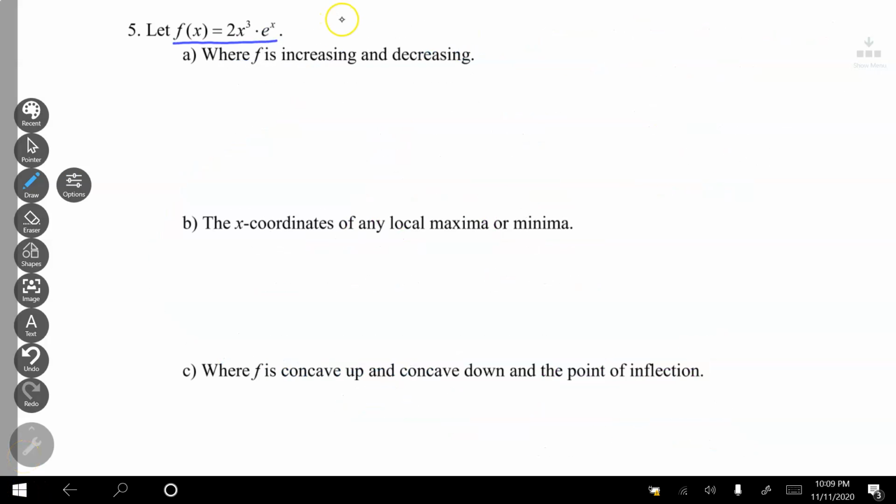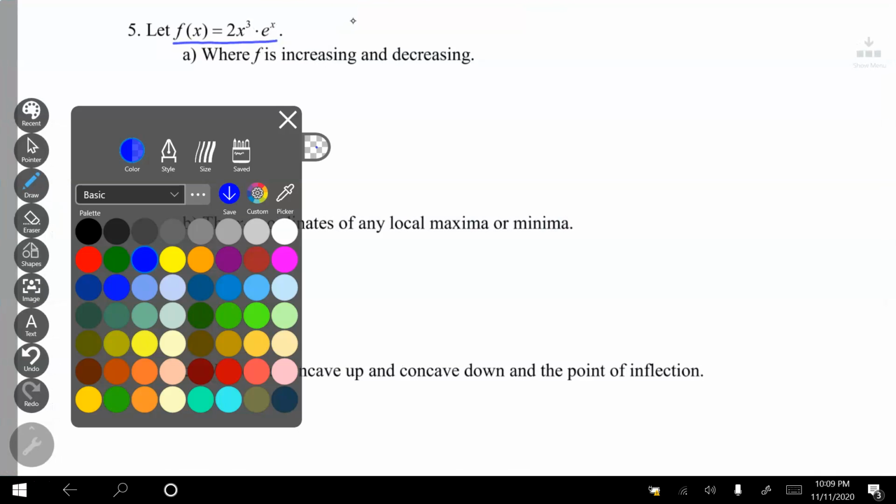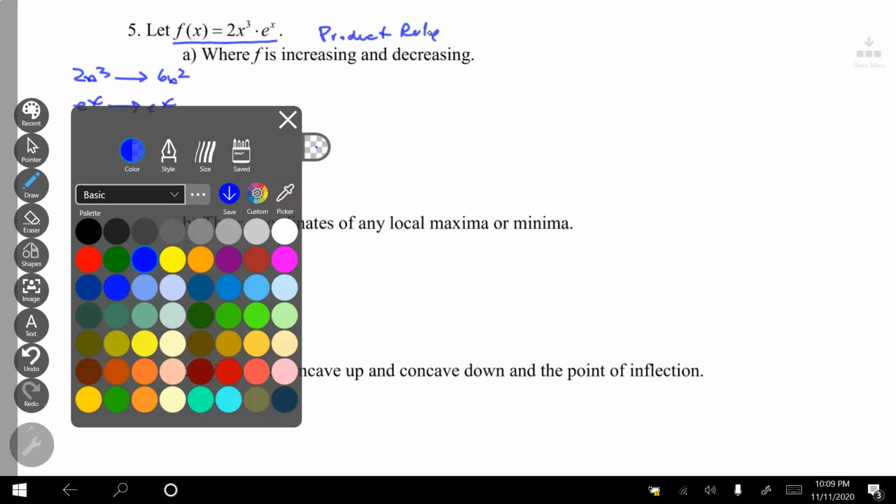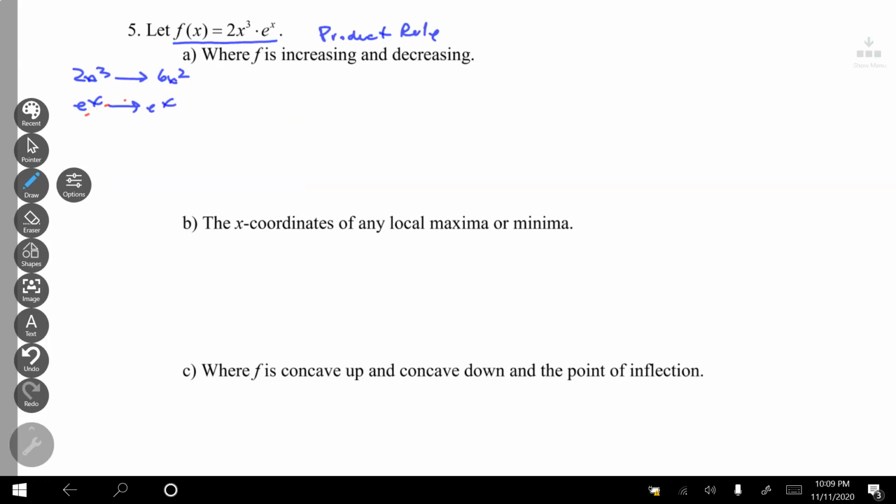Now this next one, I don't have a choice. I have to do product rule. No choice. So let's see. 2x cubed turns into 6x squared. e to the x turns into e to the x. Do my crisscross. f prime of x is equal to 6x squared e to the x plus 2x cubed e to the x.